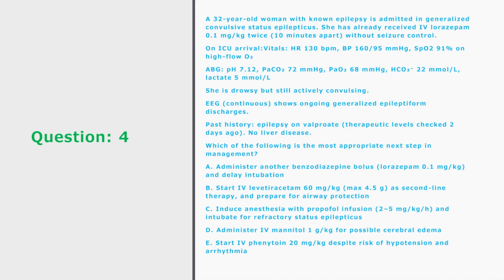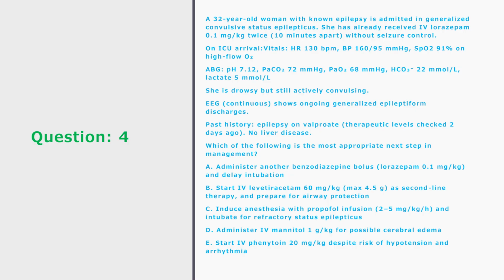Question 4. A 32-year-old woman with known epilepsy is admitted in generalized convulsive status epilepticus. She has already received intravenous lorazepam 0.1 mg per kilogram twice, 10 minutes apart, without seizure control. On ICU arrival. Vitals: heart rate 130 beats per minute, BP 160/95 mmHg, saturation 91% on high-flow O2.